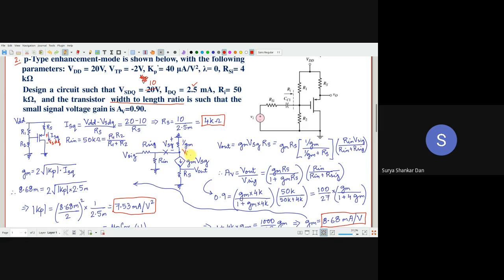So what is this voltage? No current, but it is like a potential short. So if this is Vi over here, Vi will be equal to how much? Rin by Rin plus R signal into V signal. Again, potential divider, so that's what I have written. So what is your AV? Vout by Vsig, by definition. So that will become gm RS by 1 plus gm RS into Rin by Rin plus R signal.